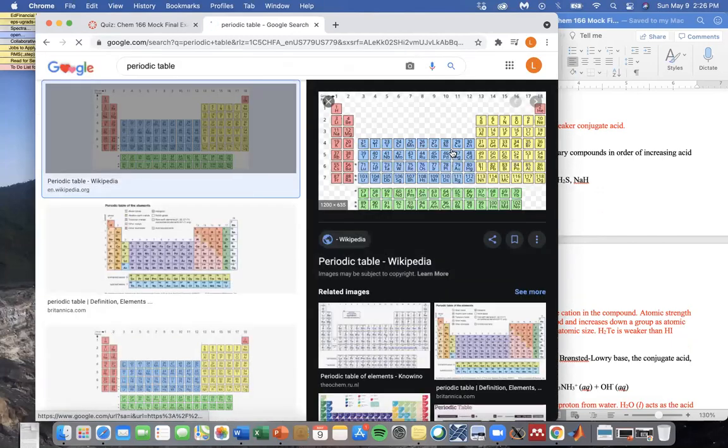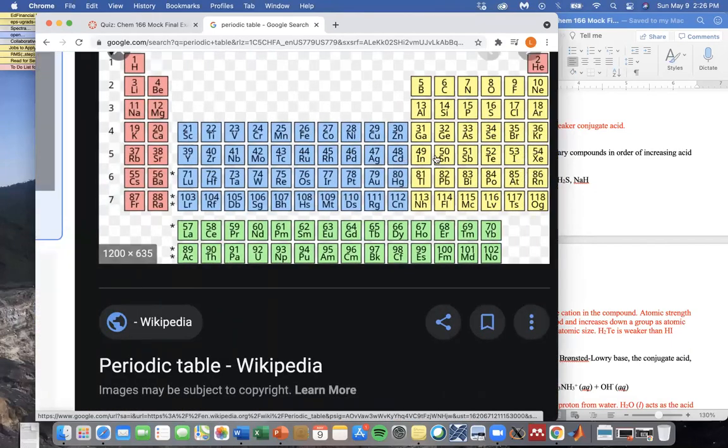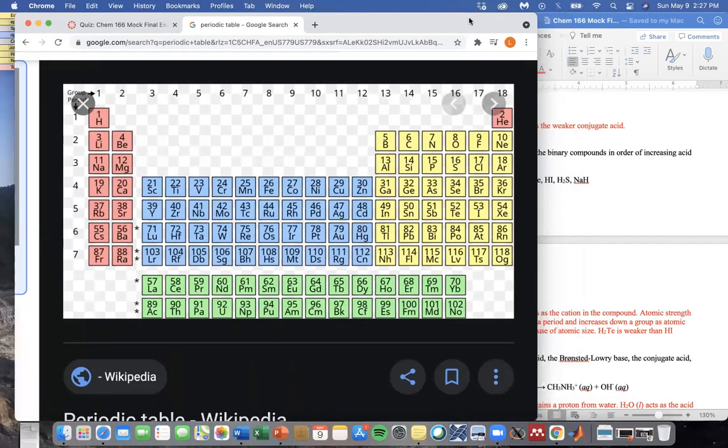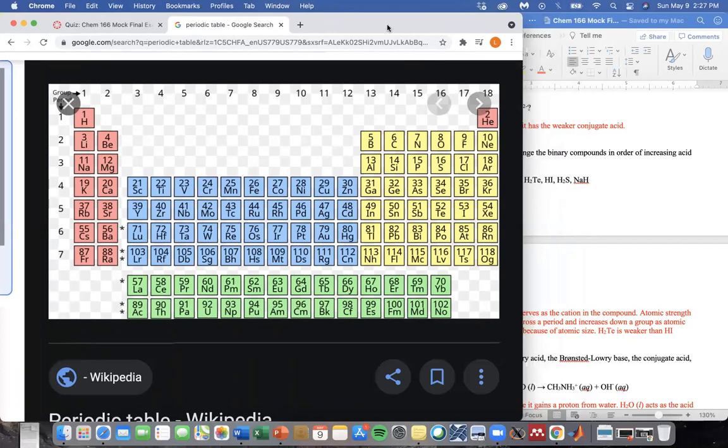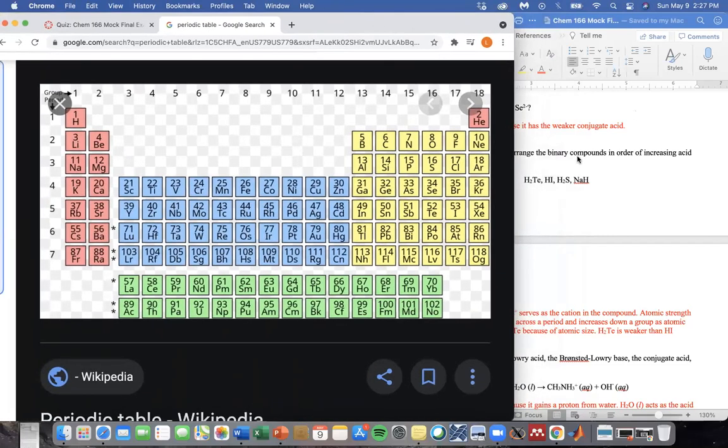So there are two ways I think you can think about this. First, you know that the weaker acid is going to have the stronger conjugate base. So you could first determine the stronger acid and then go from there. And that's kind of how the book explains it.